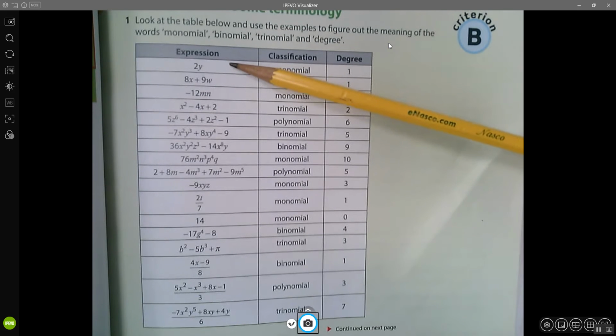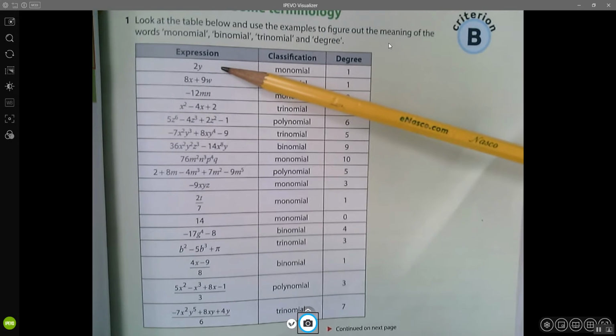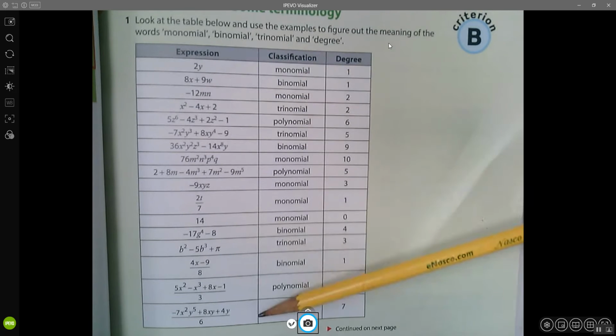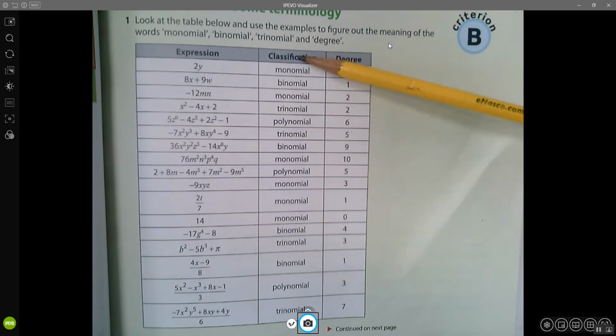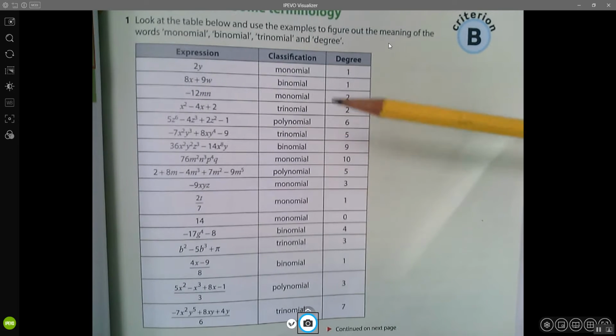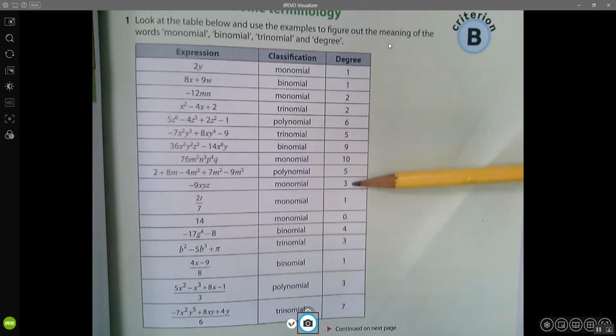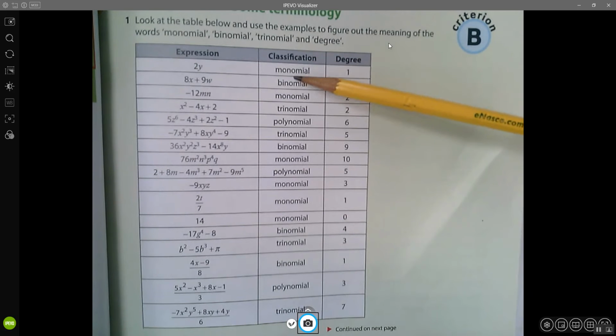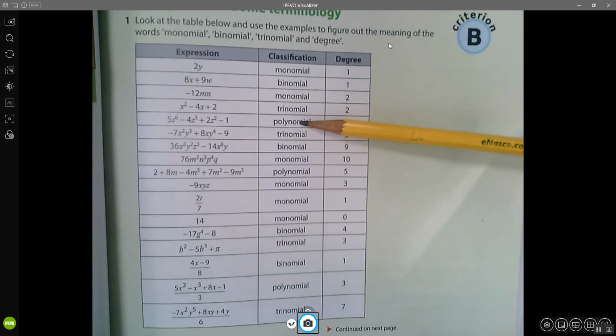Okay, so here we have a particular type of polynomial. They've written out a list of different polynomials and classified them under different names: monomials, binomials, trinomials, polynomials, and then they've given them a degree. Degree is different to term. You're going to have to figure out what makes something a monomial, a binomial, a trinomial, a polynomial, and what makes them have different degree values.